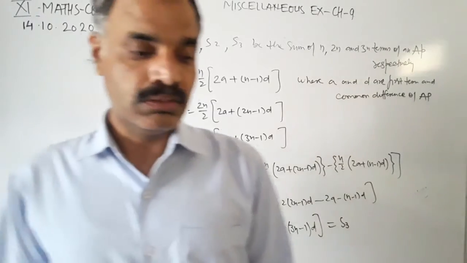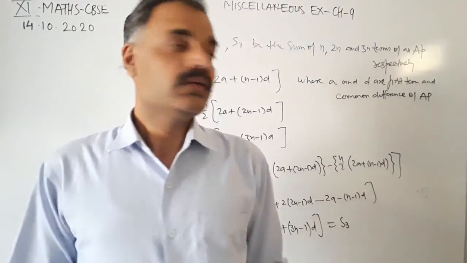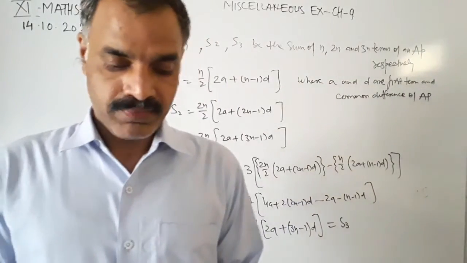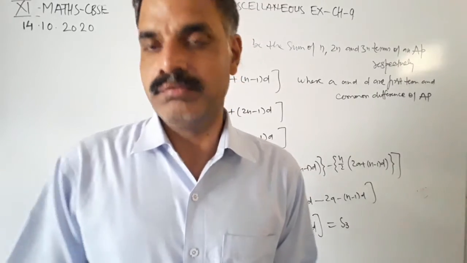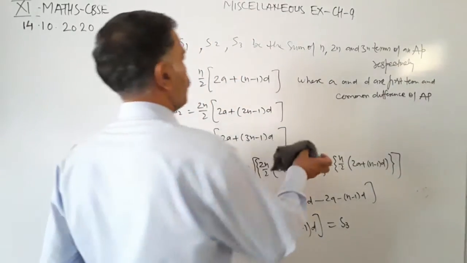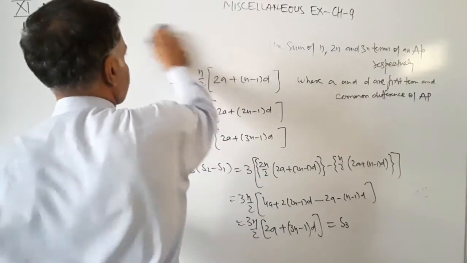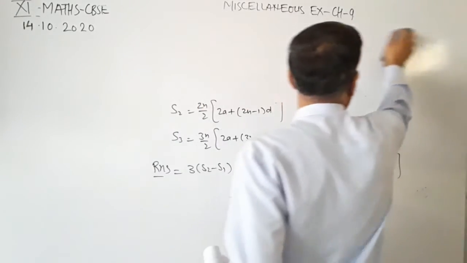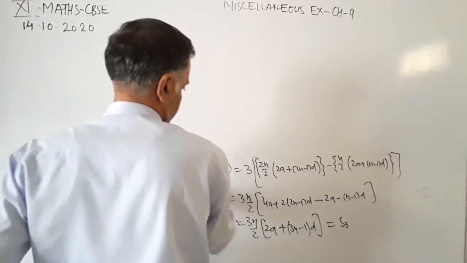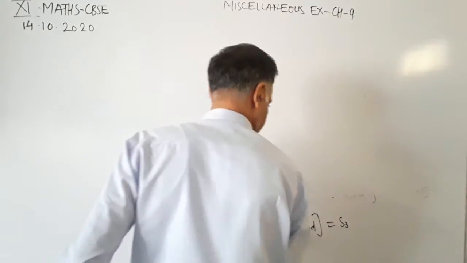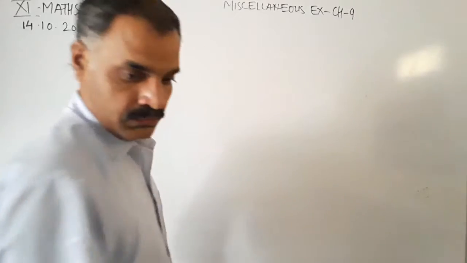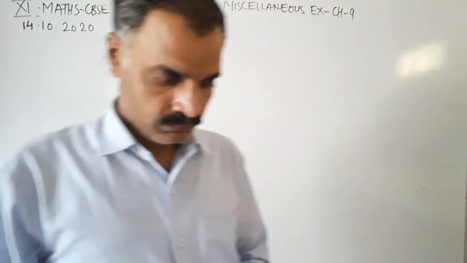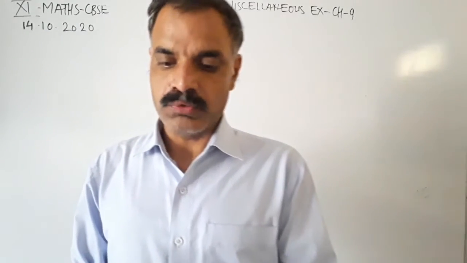Okay, so this we want to prove. Means 3 into S2 minus S1 is equal to S3. Now the next question, question number 5. Question number 5 is, find the sum of the integers from 1 to 100.